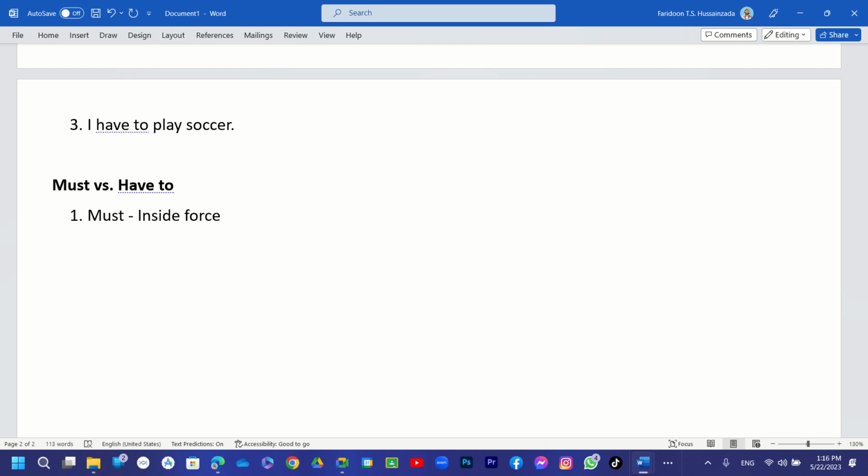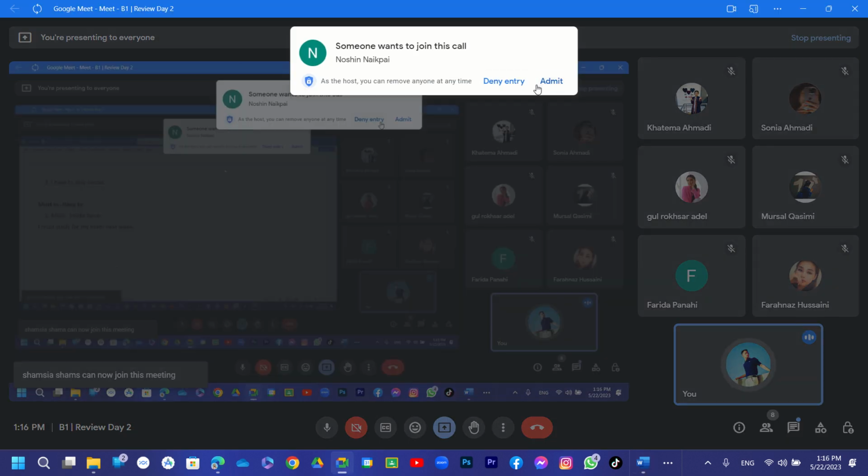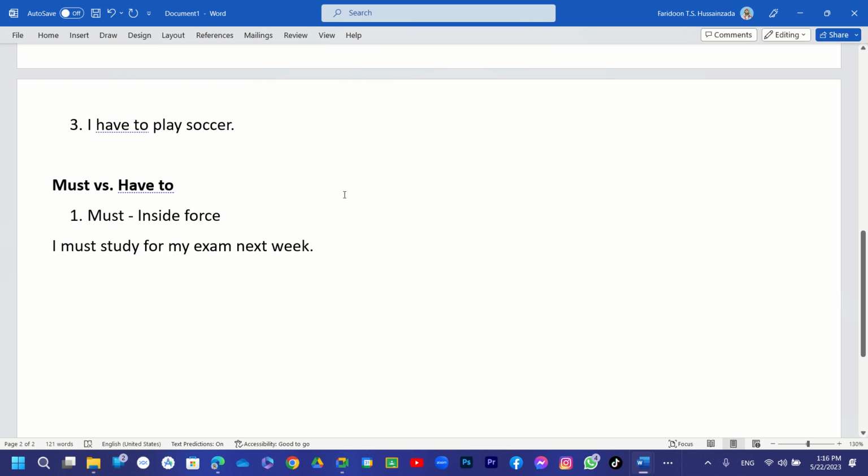For example, if you say, I must study for exam next week. Now, this is a very good sentence. It's not bad. It is very good. It has all the things that you need in a sentence in English. So it's correct. It's complete. But the moment you say the word must, it shows that it's an inside force. So the teacher is not forcing you. Your parents are not forcing you, and neither is the school principal or anyone. You are saying, I have to do it. So it's like you're putting the force on yourself.